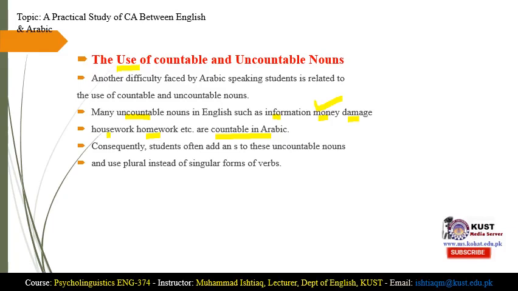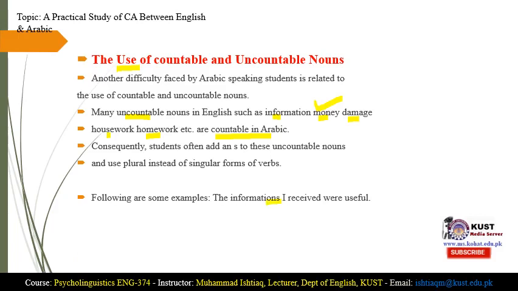In Arabic, information, money, damage, housework, homework are countable. They can be singular or plural depending on the context. So students may add an S and use a plural form of the verb. But in English, they will always be without S and will always be followed by a singular form of the verb rather than plural. Following some examples: the informations I received were useful, but in English there is no such thing as informations.